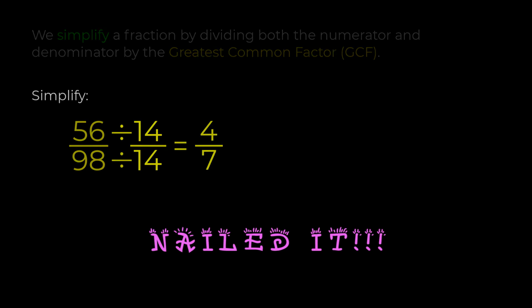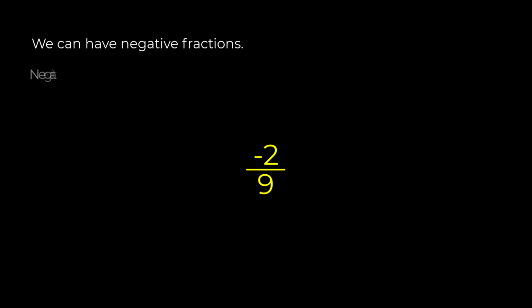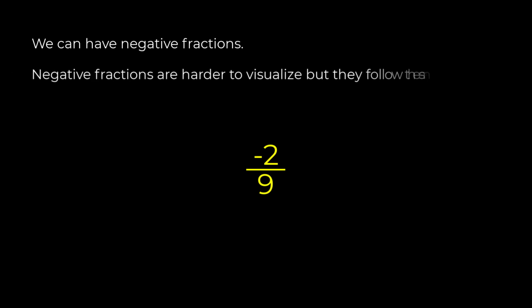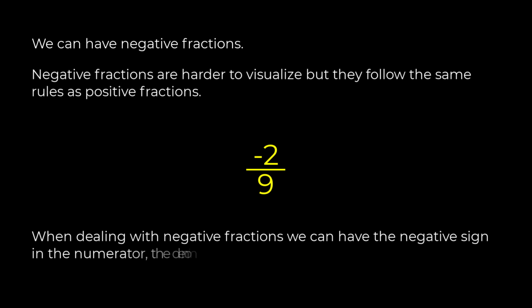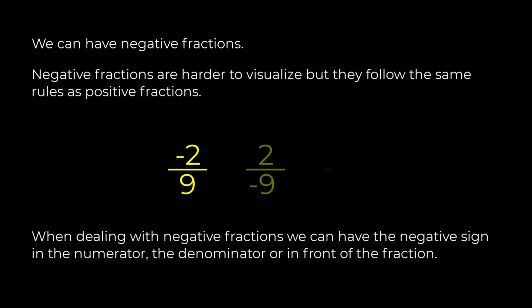Okay. There is a final concept I would like to discuss. We can have negative fractions. For instance, it is perfectly acceptable to have a fraction like -2 over 9. Negative fractions are harder to visualize, but the concept and application of negative fractions are the same as for fractions comprised of positive numbers. When dealing with negative fractions, we can have the negative sign in the numerator, the denominator, or in front of the fraction. So all three expressions shown are equivalent to each other.